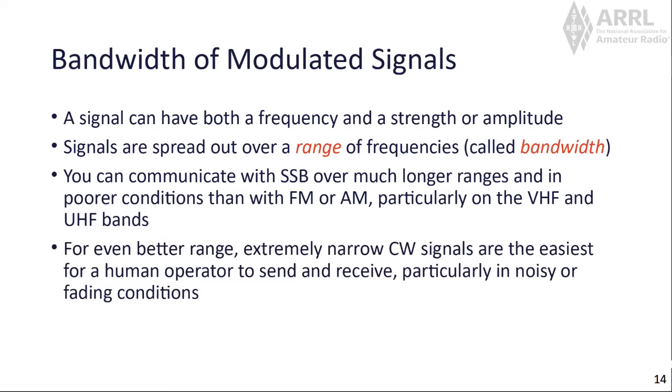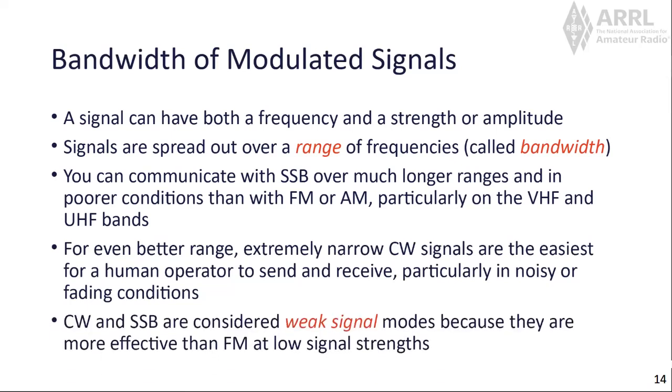For even better range, extremely narrow CW signals are the easiest for a human operator to send and receive, particularly in noisy or fading conditions. Remember that. CW and single sideband are considered weak signal modes because they are more effective than FM at low signal strengths. Remember that, you'll see it again. When I say that, that means they're test questions.